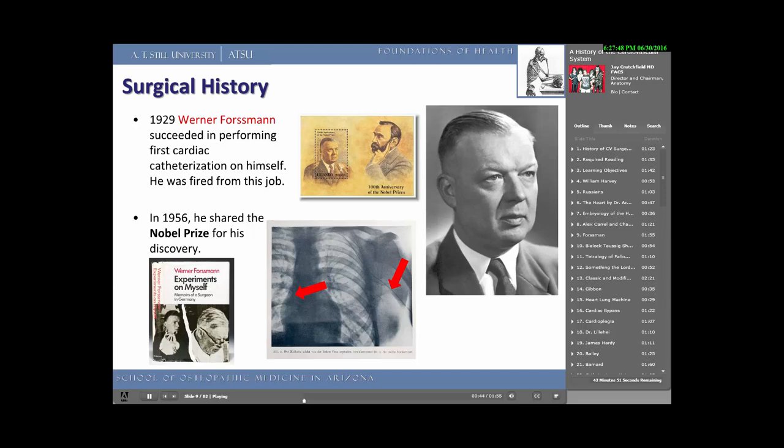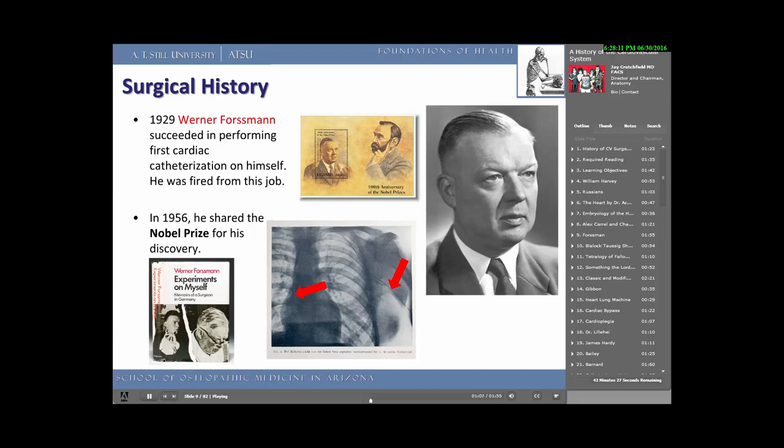He was fired from his job for doing this, but turns out, many years later, he shared the Nobel Prize for this discovery. In fact, even a book he wrote, Experiments on Myself, Memoirs of a Surgeon in Germany, was published, and subsequently, he was given a stamp in Uganda commemorating this event.